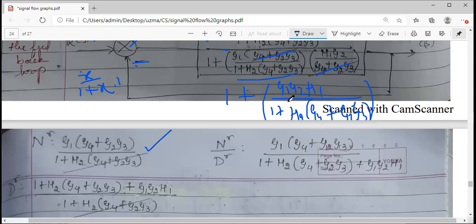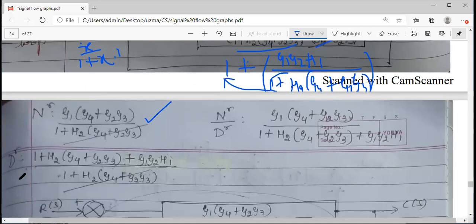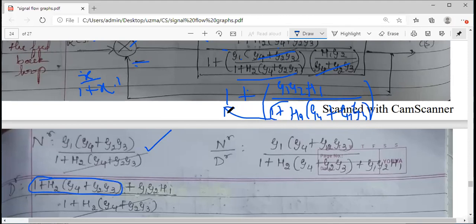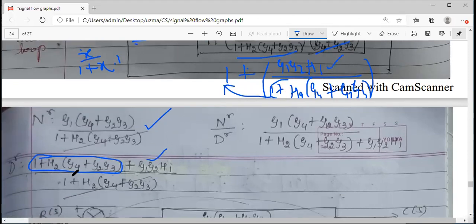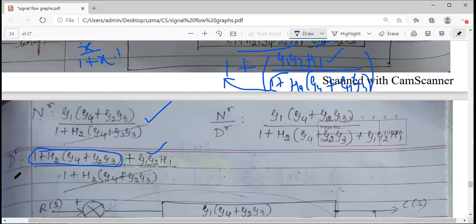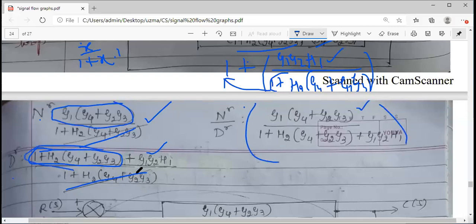So if you take the LCM, whatever the denominator term is, multiply this here. So I have done that. I have multiplied here 1 plus whatever denominator, plus G1 G2 H1, this divided by this. So this is the numerator and denominator. If you observe, the denominator term of both is the same, so it will cancel. You will be left with only this. This part of the numerator will remain, and this part of the denominator will remain.